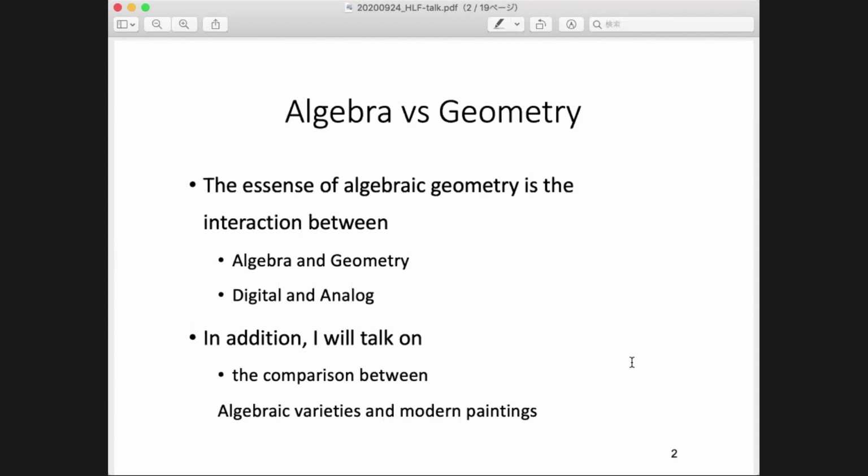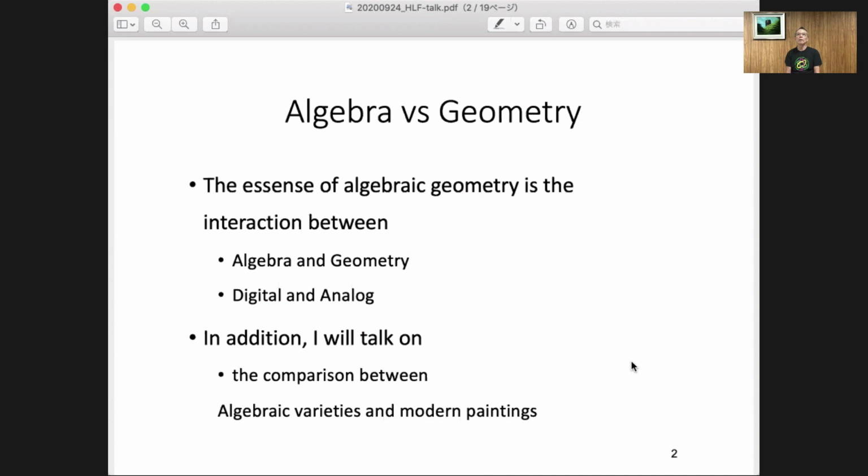So this is roughly the plan. The essence of algebraic geometry is the interaction between algebra and geometry. I often hear students in the US say that I learned algebra and geometry in high school, so I know algebraic geometry. It's not quite right, but it's almost right. And the interaction is between digital and analog. So I enjoy this interaction while researching algebraic geometry. In addition, I'll talk on the comparison between algebraic varieties and modern paintings, because that's the way I enjoy doing research.